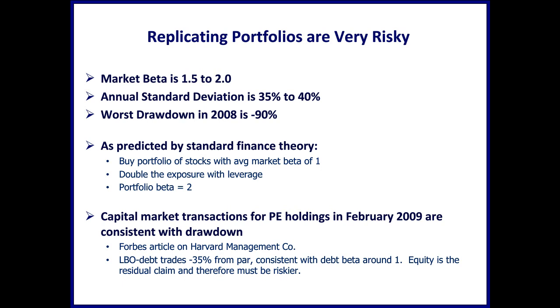This is also consistent with the thought experiment of what if I was to sell a private equity holding in February of 2009? What kind of price would I get? Well, not many people were selling, so it's hard to do that. But there's a really interesting article in Forbes about Harvard Management Company trying to do this. And they're getting offers of approximately 10 cents on the dollar, which is pretty consistent with the 90% drawdown.